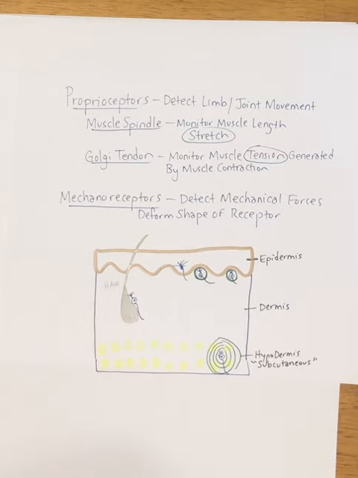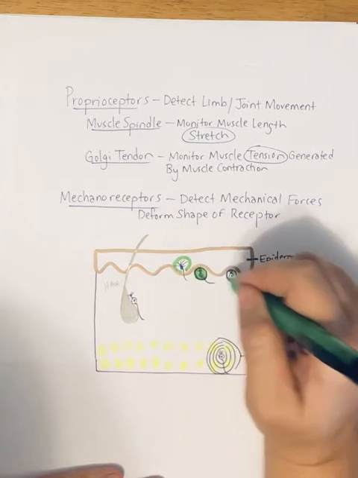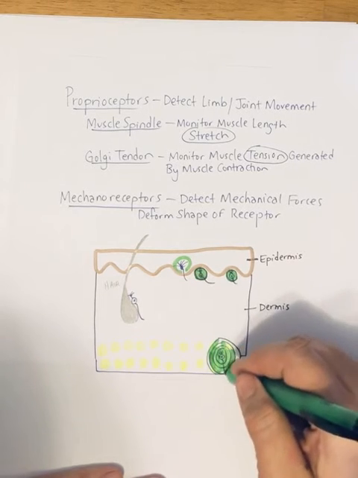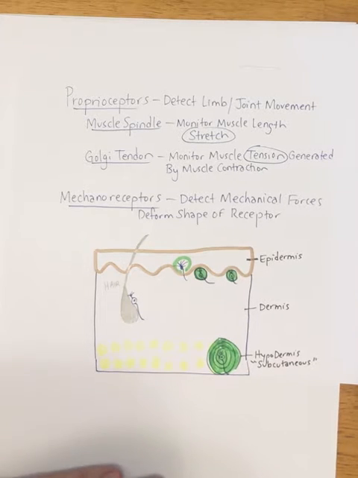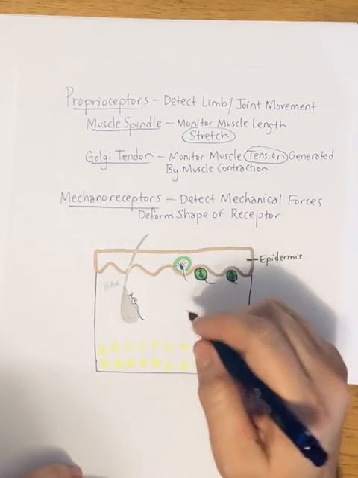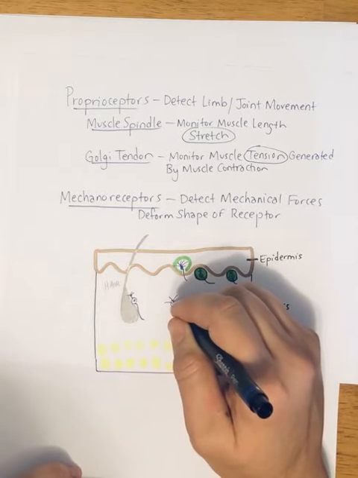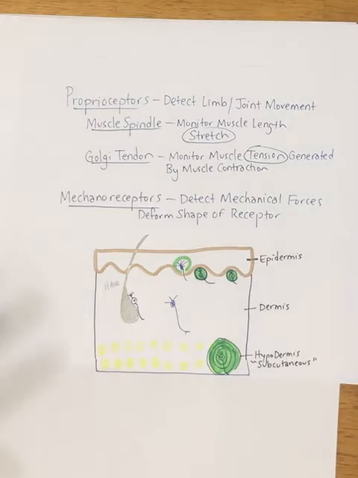There's one I'm missing, but I don't know which one it is. So, we have three that are encapsulated. These two are the same. And I'm just going to draw the other one right here. Alright, these are all mechanoreceptors.